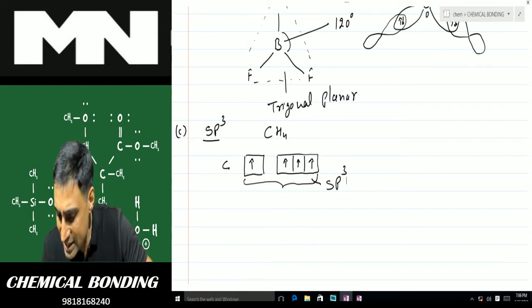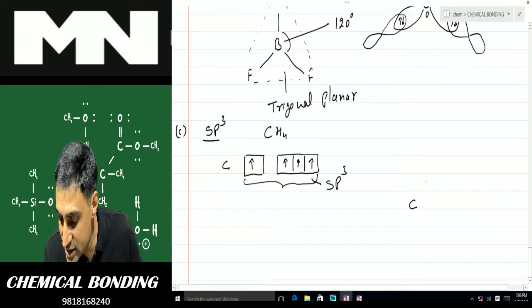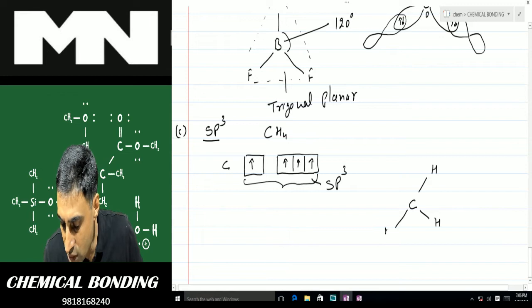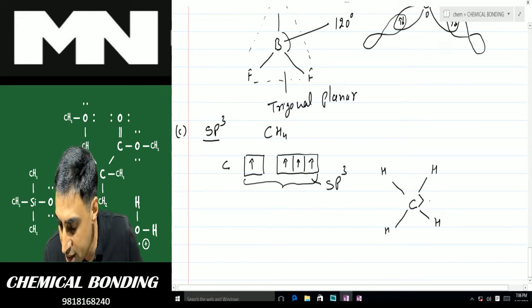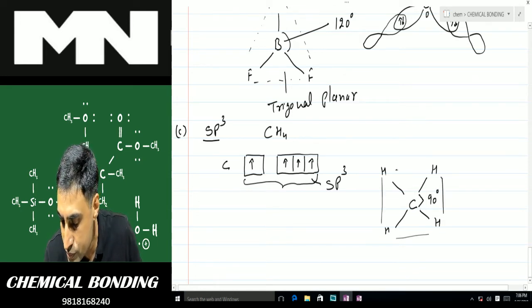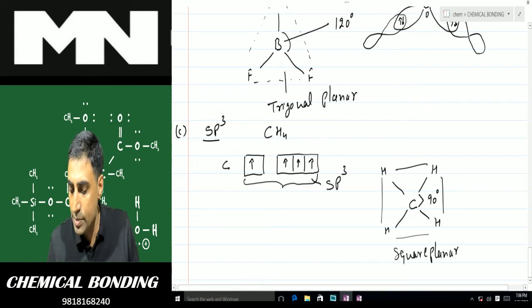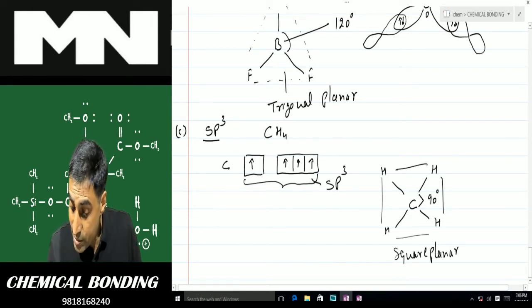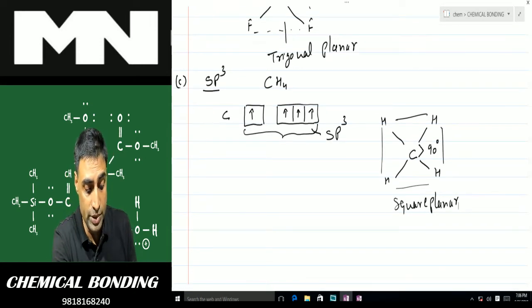So what I can say is that CH4 can exist with carbon in the center, and one hydrogen, one hydrogen, one hydrogen, one hydrogen. In this, the bond angle is 90 degrees. So it can be square planar. But we have got another symmetry also, which is possible. And I'll tell you how that is possible.